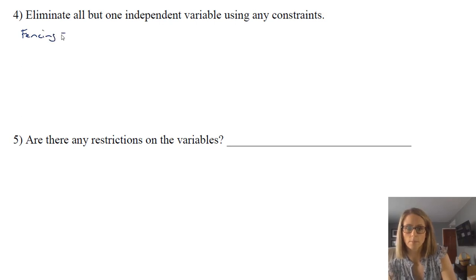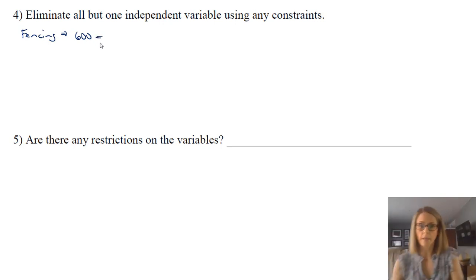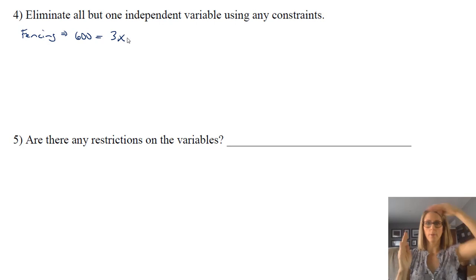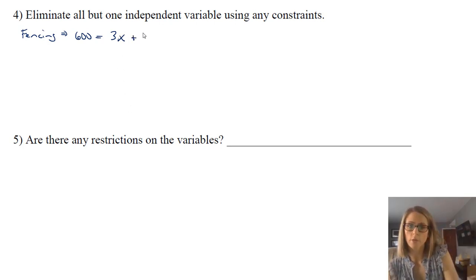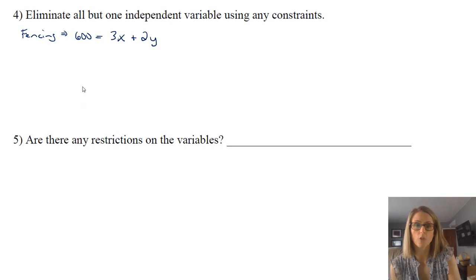We want to think about the fact that that fencing, which is 600 feet, is going to be all the sides of the corral added together. Notice that we have 3 x's, here, here, and here, and then we have 2 y's here and here. So 3x plus 2y. That's our constraint because the fencing has to be equal to only 600 feet. So when it says eliminate all but one independent variable using any constraints, this is what it means.